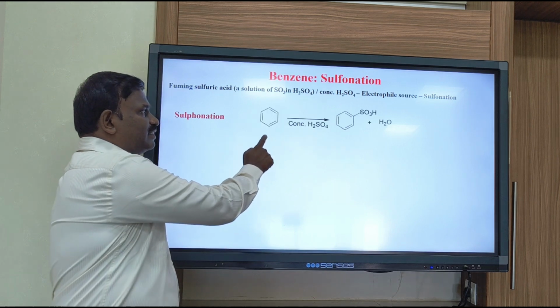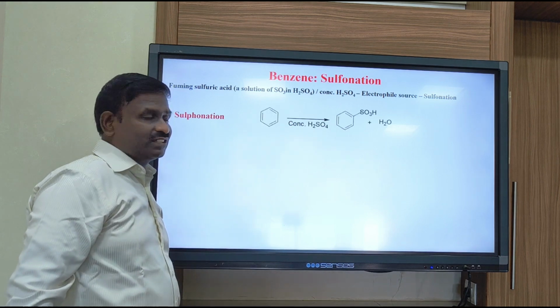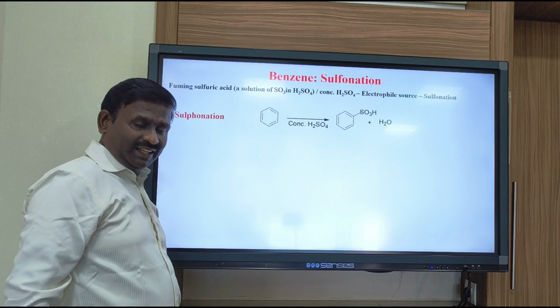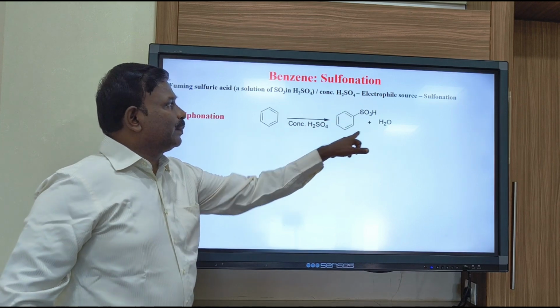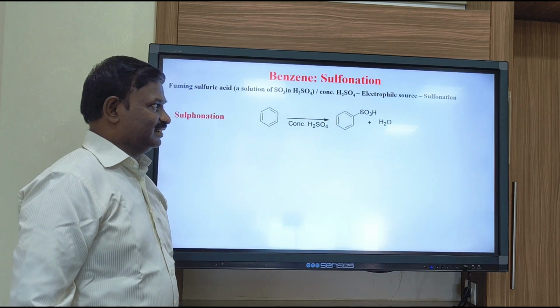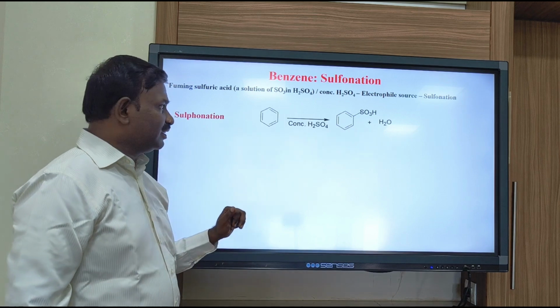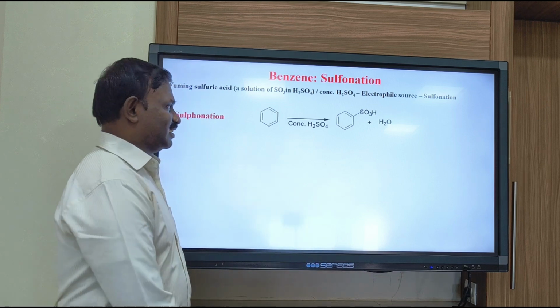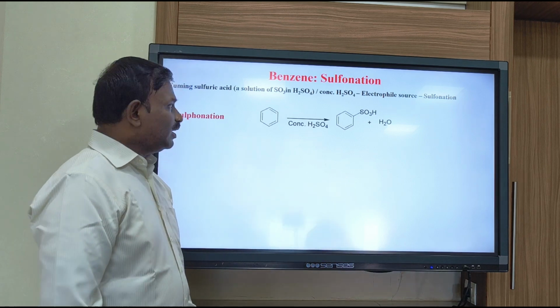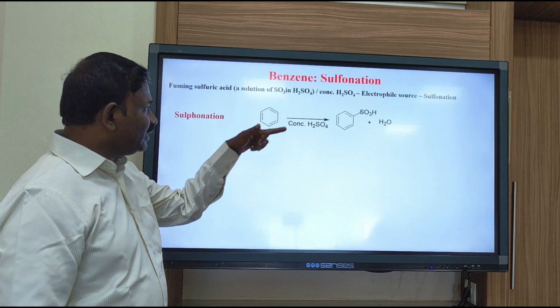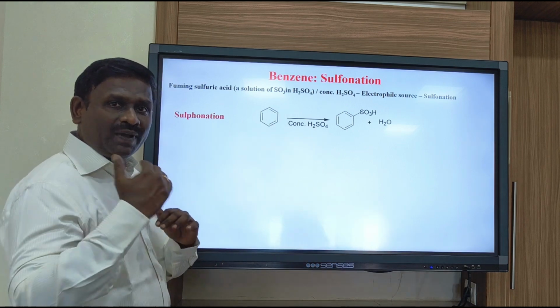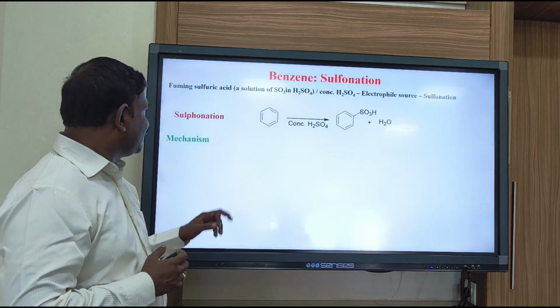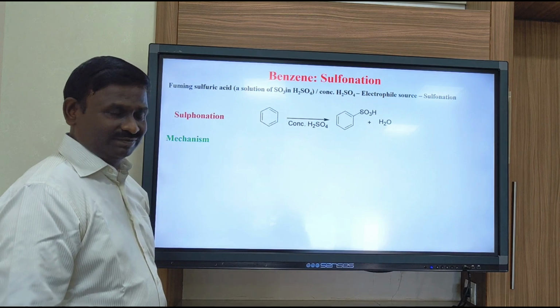Benzene reacts in the presence of concentrated sulfuric acid when heated to give rise to benzene sulfonic acid, and the byproduct is water. This reaction is called the sulfonation reaction. Now let us discuss how this reaction occurs in a stepwise manner, that is, the mechanism of the reaction.